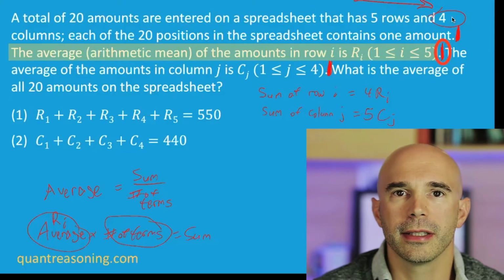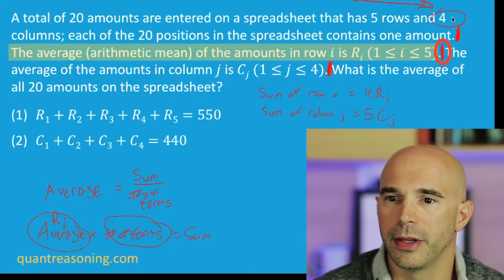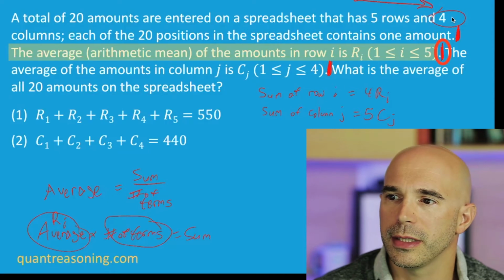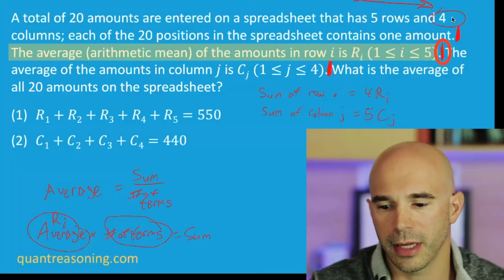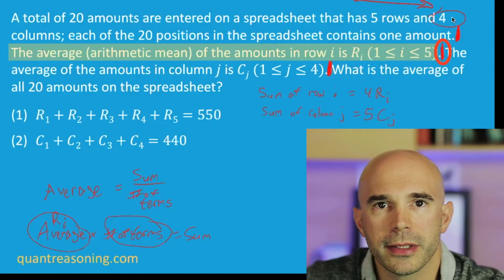And what if you had the sum of each column? Then could you find the total sum of the 20 cells? It's the same. Same thing. You just add up the sums of the columns, and that would give you the sum of all 20 amounts.